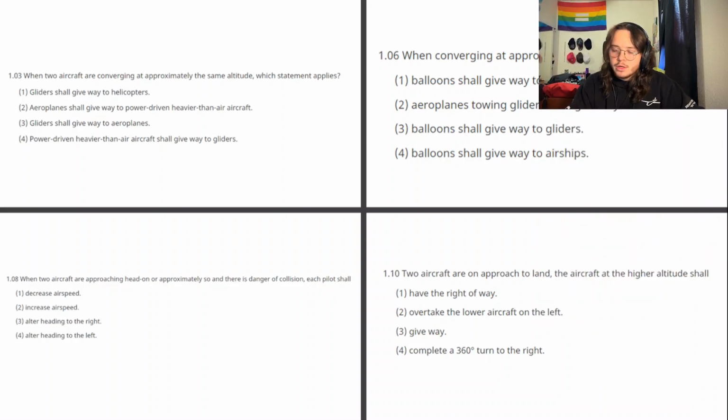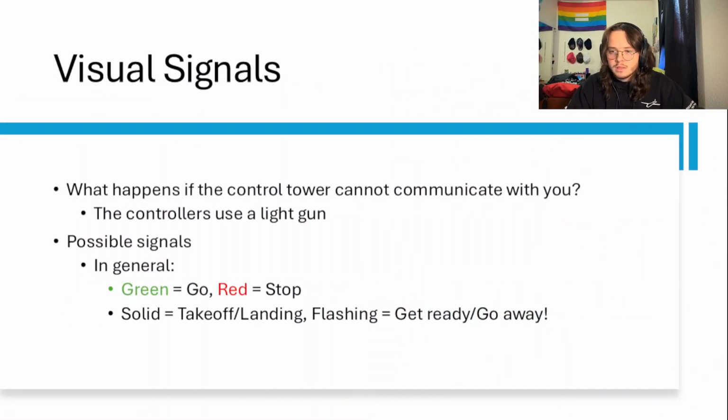Fantastic. So let's go to part 2 of this course already. We're not doing too bad. Visual signs. So what happens if the controller of the tower can no longer communicate with you for whatever reason? There might be no more electricity. Maybe the mic doesn't work. Maybe it's your fault, your radio doesn't work. Whatever it might be, the controllers use what's called a light gun.